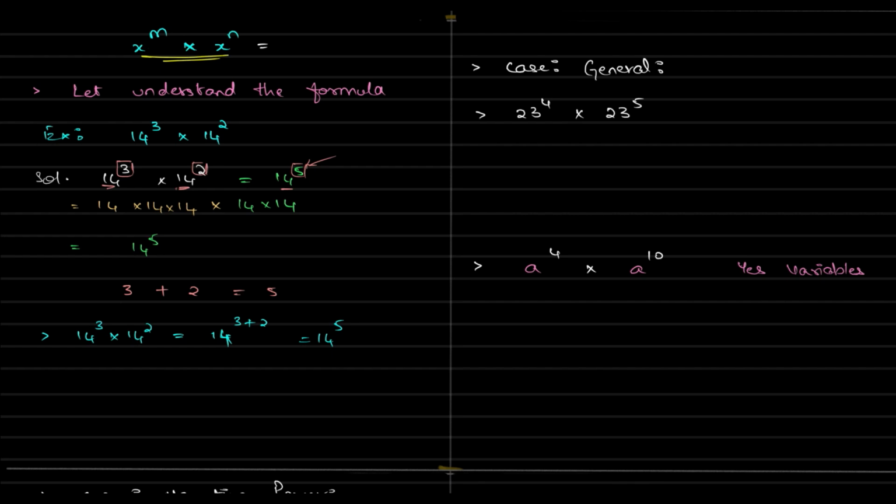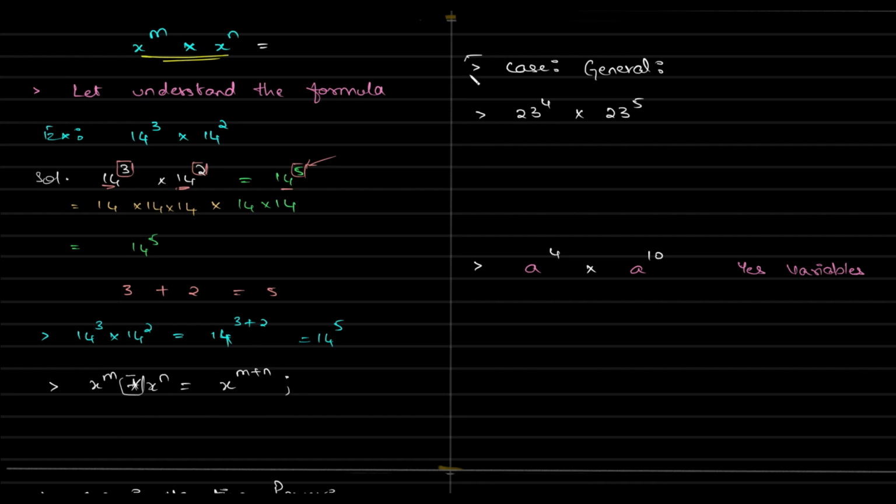Now, the general formula, x to the power of m into x to the power of n. The operation between them is into, remember, same base. Power can be different or same, right? So this will be x to the power of m plus n. That's the answer basically.